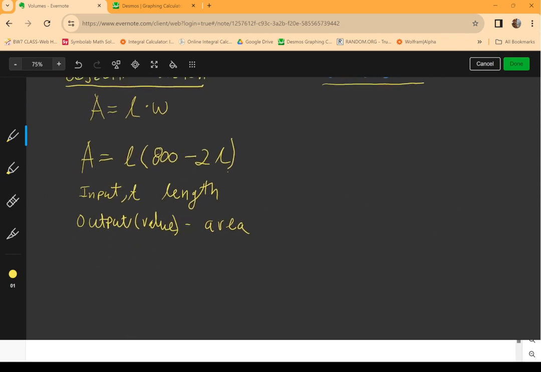So our max value is 80,000, and that is the area. So 80,000 meters squared. That's the most that I can enclose with that amount of fencing.